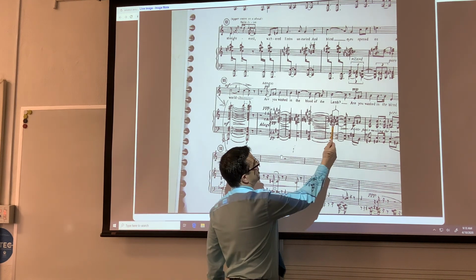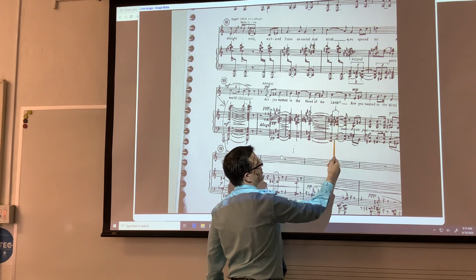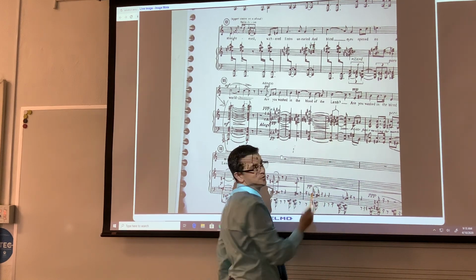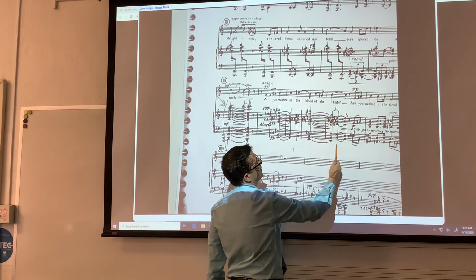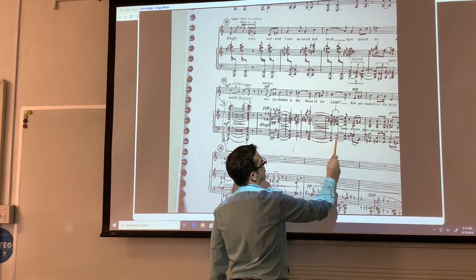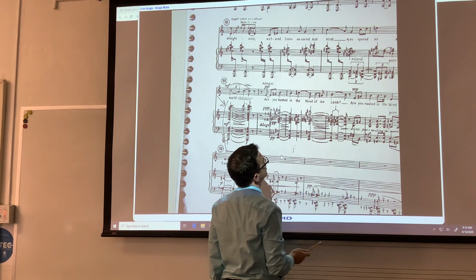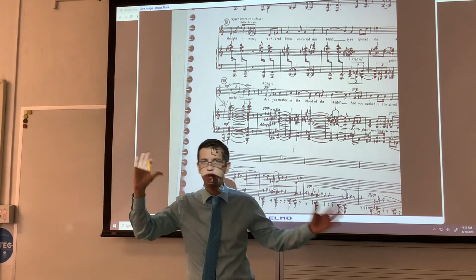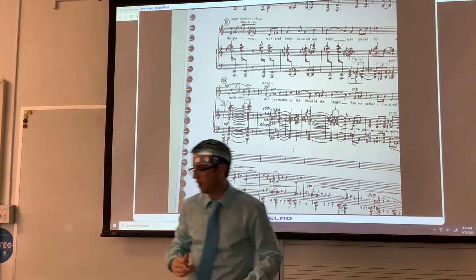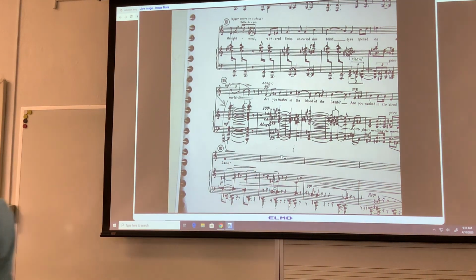Here's another thing. He wanted all of this and all of this played at the same time, but he couldn't figure out how to notate it. So he did a double stemmy thing, but otherwise this is all supposed to be the same chord. So again, these huge polytonal harmonies with these crazy textures.